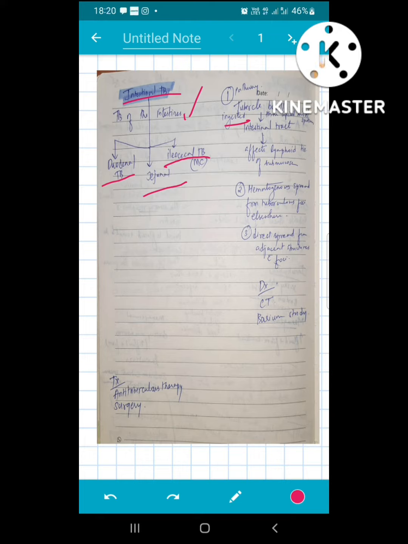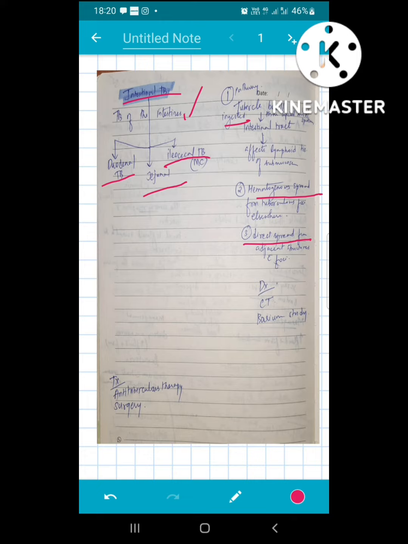The second mode of spread is hematogenous spread. If the tuberculous foci are there in the lungs, the bacilli can travel through blood and reach the intestine. So that is hematogenous spread. And then the next one is direct spread from adjacent structures. If the adjacent structures are having tuberculous foci, then it can also affect the intestines. So these are the three pathways through which the intestines can be affected with tuberculosis.